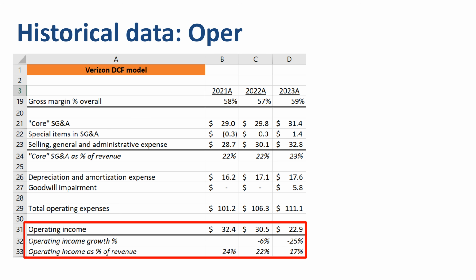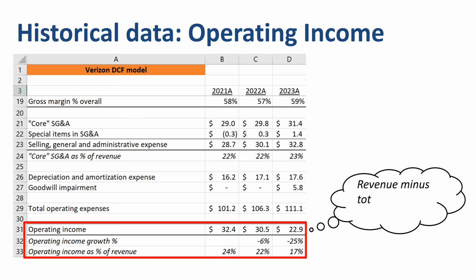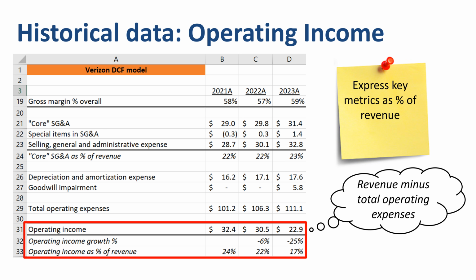We now get to a very important metric, operating income. If revenue has been essentially flat and operating expenses have gone up, then operating income declines. Operating income as a percentage of revenue gives you a really good way to compare and benchmark companies and to follow the profitability trends over time.